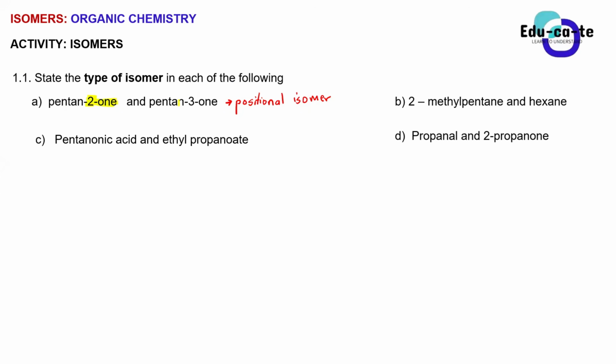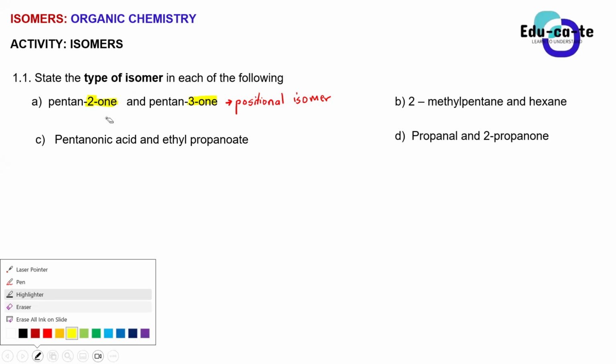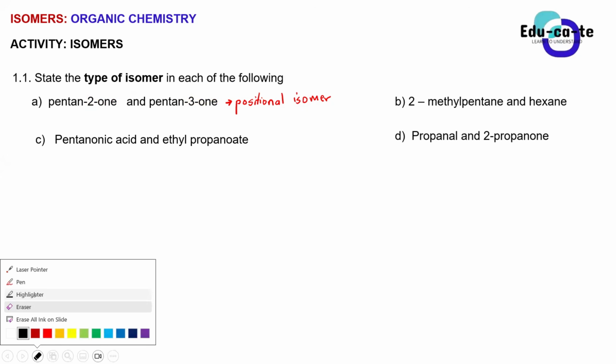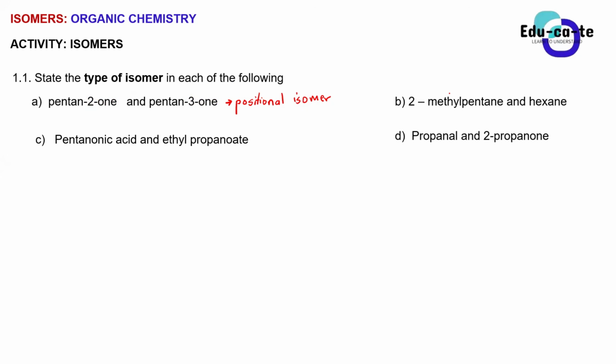But when you go to the second compound, this is pentan-3-one. So it means now that our functional group is found on carbon number 3. So here we're having different positions of the functional group. Hence, we can say these are positional isomers. Okay, so it's positional isomer. And then what about the second one?